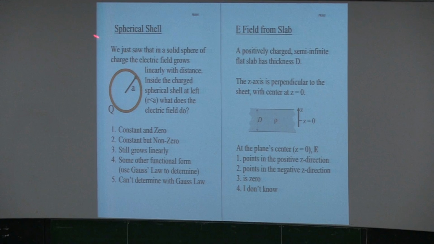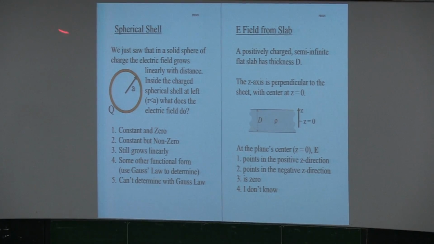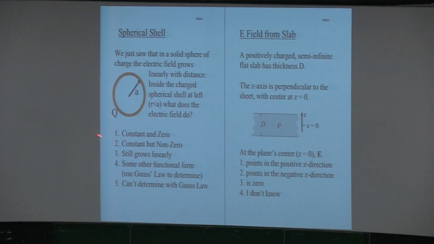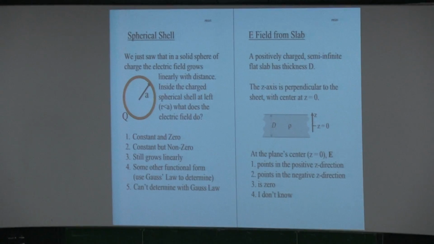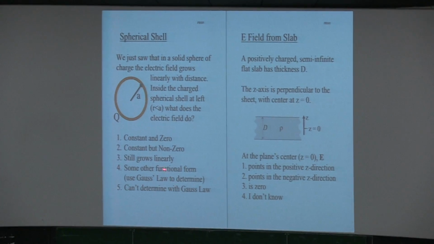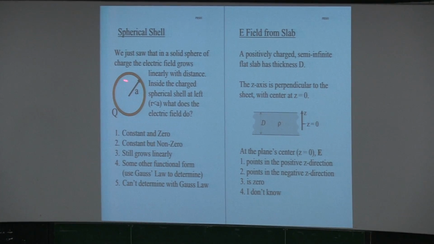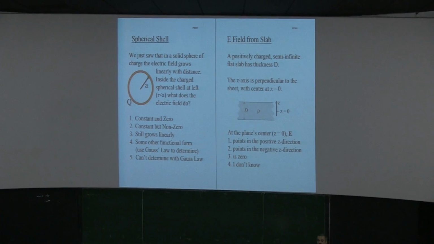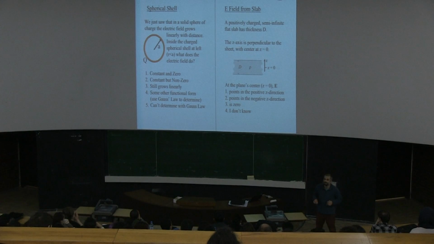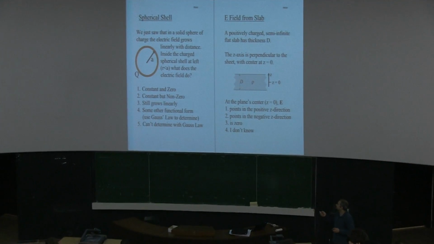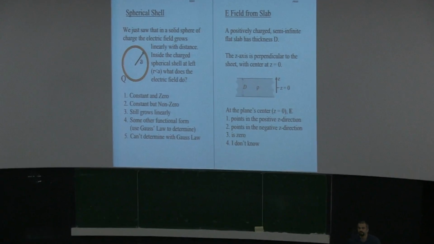Here we have this uniformly charged spherical shell. What does the electric field inside do? Is it constant and zero? Is it constant but has a non-zero value? We will not be discussing what that non-zero value is. Is it linear? Does it grow linearly as you go away from the center? Or does it have some other, maybe more complicated dependence which can be determined using Gauss law? Or can't it even be determined by Gauss law?